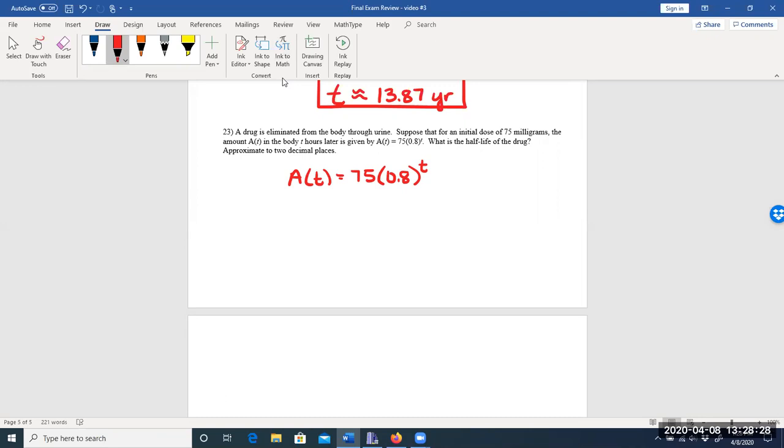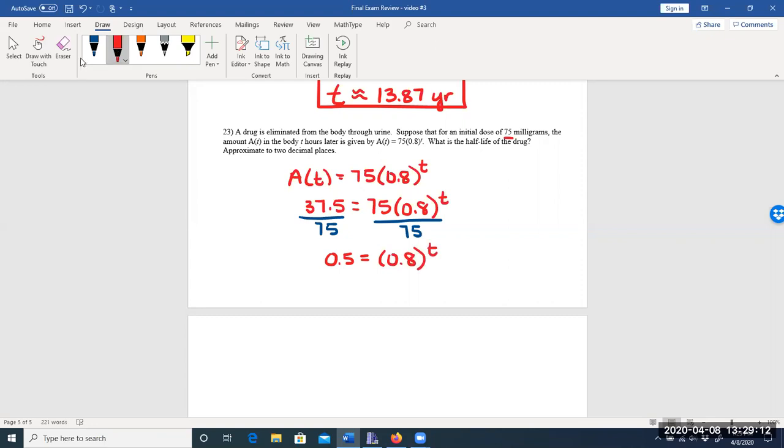And over here, I'm going to put 37.5. Now, why 37.5? Well, because it said the initial dose was 75 milligrams, and I'm trying to calculate the half-life. Half of 75 is 37.5. Okay, all I got to do now is solve this. I'm going to divide both sides by 75, and I'm going to get 0.5 over here, which shouldn't be surprising since I'm calculating a half-life.